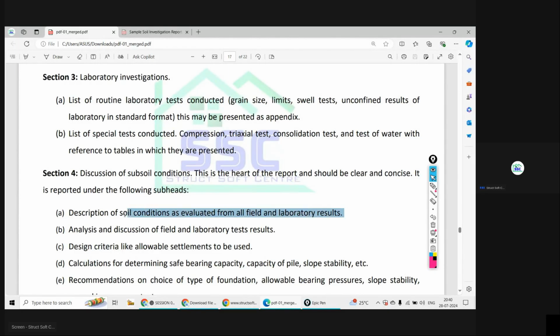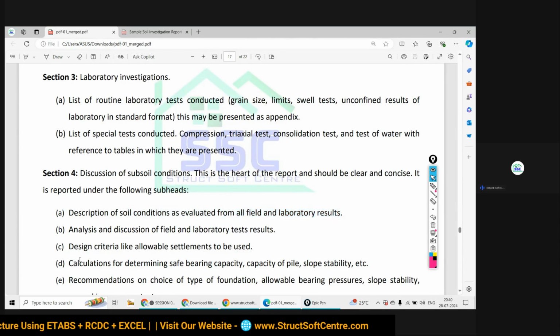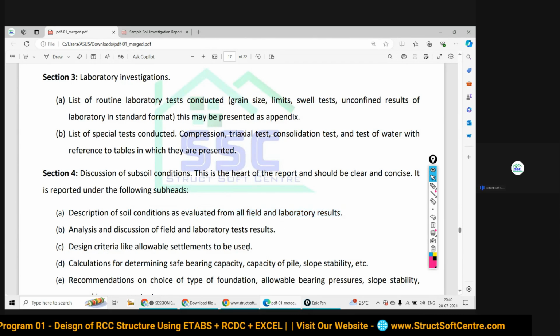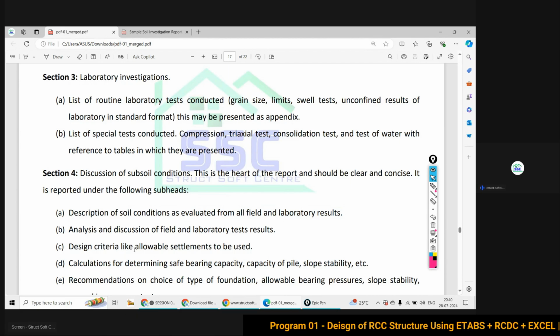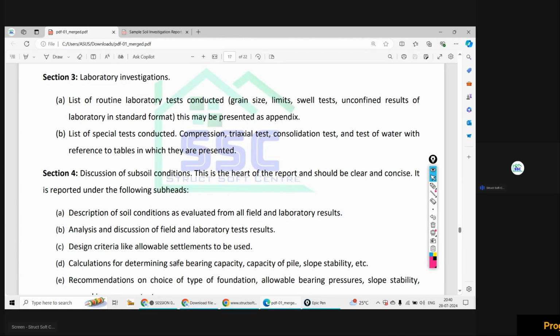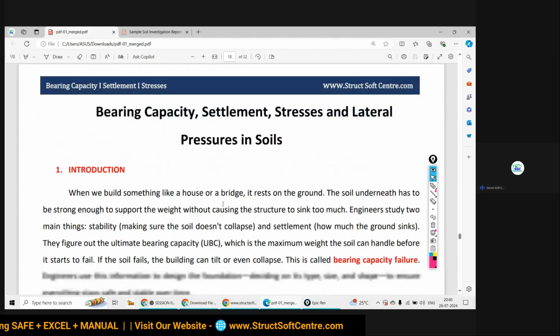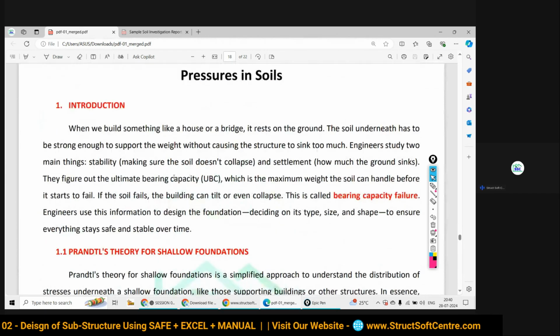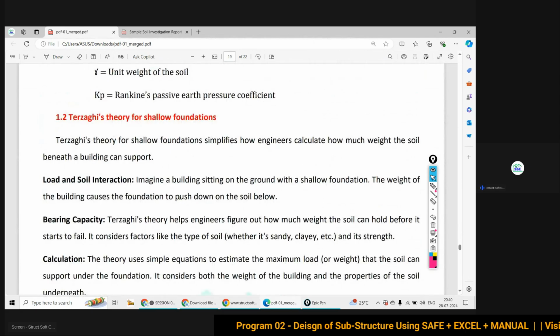After doing the laboratory test and field test, what are the findings? Analysis and discussion of the field and laboratory test results, then discussion criteria like allowable settlement to be used. This will give you the calculation for the analysis of the allowable settlement, what allowable settlement will be suitable. Then the calculation for determining the bearing capacity of the soil. There are different methods for calculating the bearing capacity of the soil. As you can see, Prandtl's theory for shallow foundations, and Terzaghi's theory for the bearing capacity of the soil.